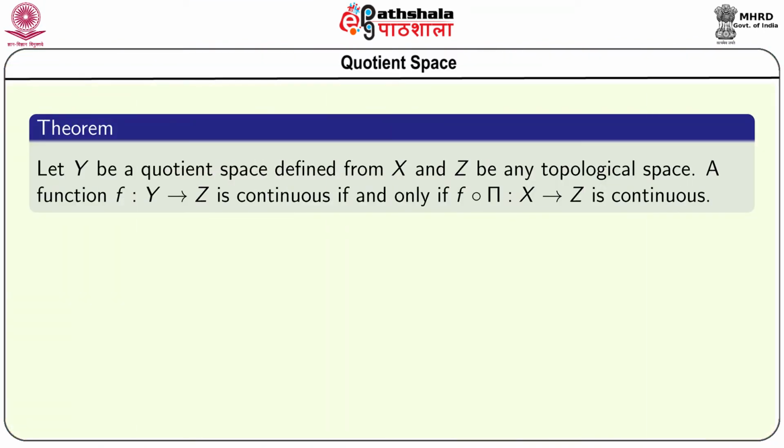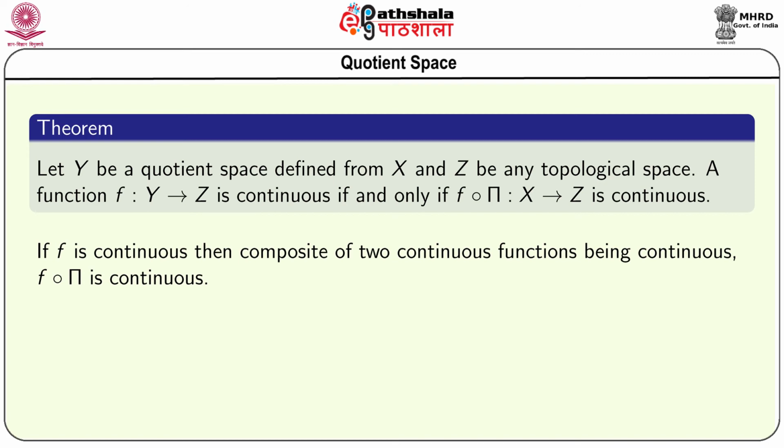We have seen that the function pi is playing a very important role in the construction of quotient spaces. We now generalize the behavior of that function pi to get the definition of what we call a quotient map. Suppose Y is a quotient space defined from capital X and Z is any topological space. A function f from Y to Z is continuous if and only if f composed with pi is continuous.